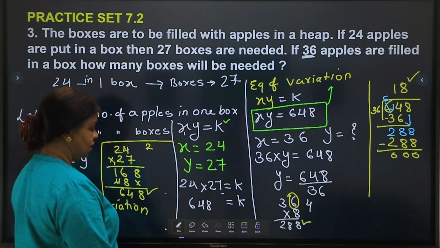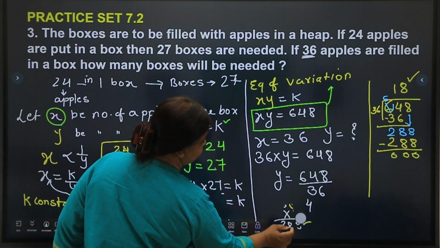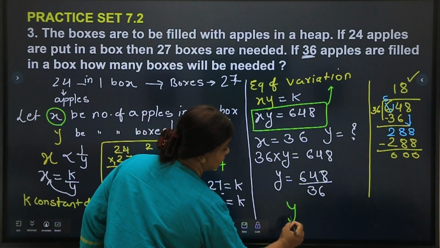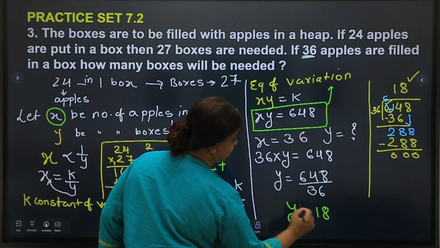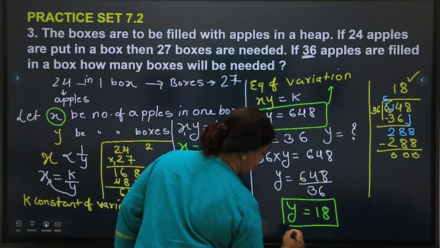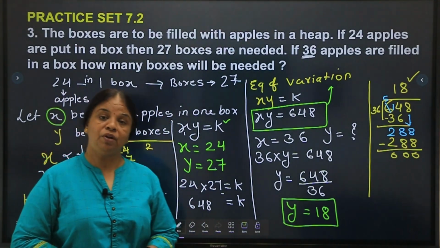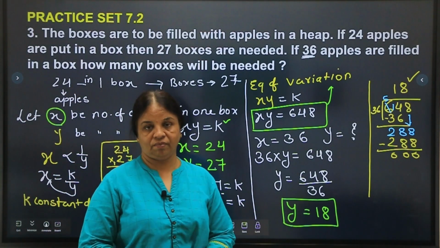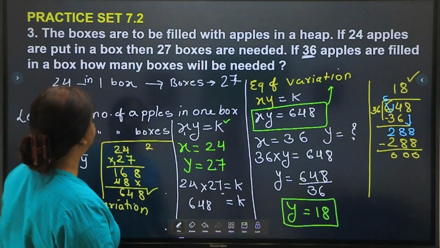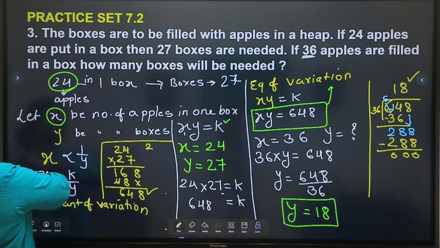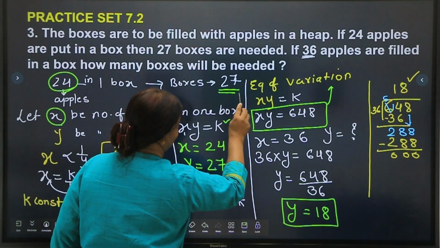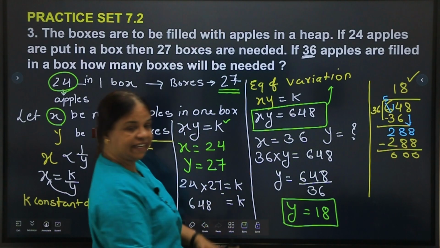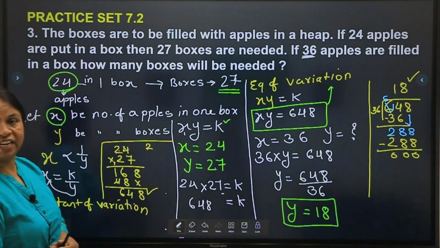So here the value of y which we got is 18. So when we are filling 36 apples in one box, the number of boxes which we will need will be 18. Okay, and when we are filling 24 apples in one box, at that time we require 27 boxes. So when this is increased, the number of boxes has decreased. Okay, let us go for the next question, children.